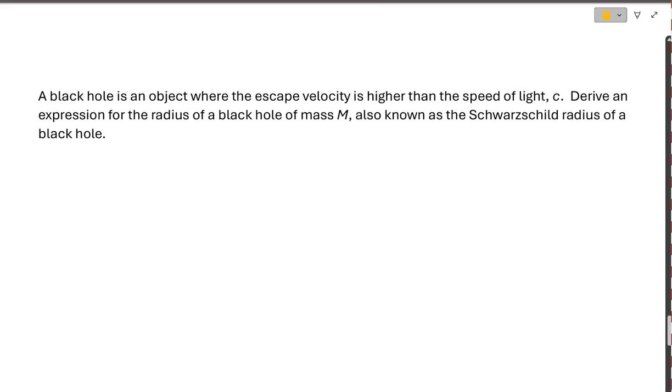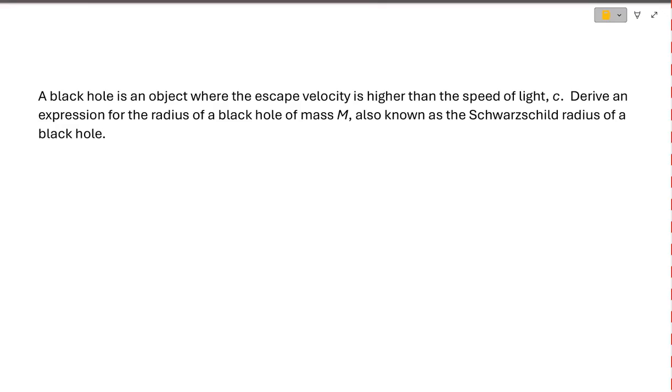Listen. A black hole. So a black hole is an object where the escape velocity is higher than the speed of light. In other words, light cannot leave a black hole. So we can actually use that to figure out what's called the Schwarzschild radius of the black hole. This is the radius of the black hole where you wouldn't see anything anymore, where all of a sudden it would look like things are gone.